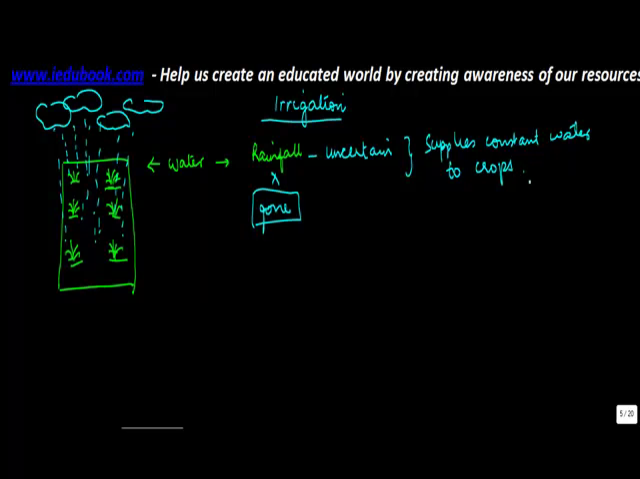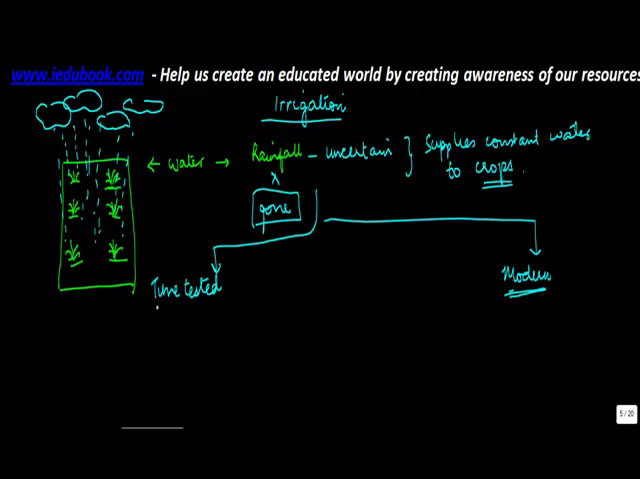So what happens is that there are certain methods devised by man to provide water to the crops. And there are two kinds of methods. Certain methods which have been time tested and old, and then there are certain modern mechanical methods. Now when I say time tested or traditional methods, these will include basically your canal irrigation.